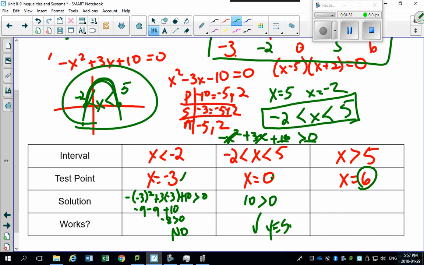And I just want to prove it. Look, minus 6 squared plus 3 times 6 plus 10. Is that greater than 0? I don't know. Minus 6 squared is minus 36, right? Because 6 times 6 is 36 with a negative on the outside. 3 times 6 is going to be 18 plus 10. That's going to give you 28. Minus 36 plus 28 is not going to be greater than 0. So this, of course, is no. That doesn't work. That's how test points work.